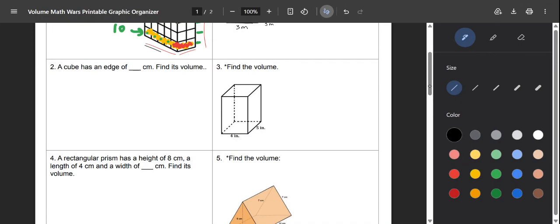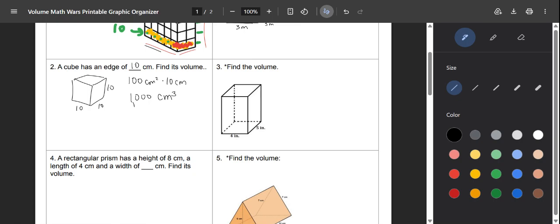Number 2, this is a you help me out problem. A cube has an edge of 10 centimeters. Find its volume. So we know that the cube is going to look like this. So the area of the bottom would be 100, because 10 times 10 is 100. And then we're going to multiply that by 10 because that's the height. And that tells us it is 1,000 cubic centimeters.